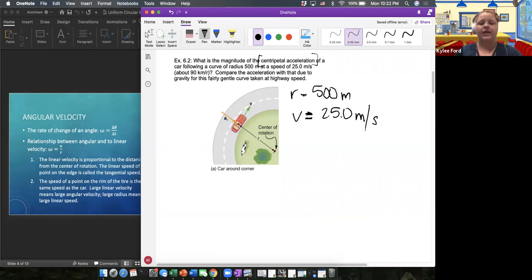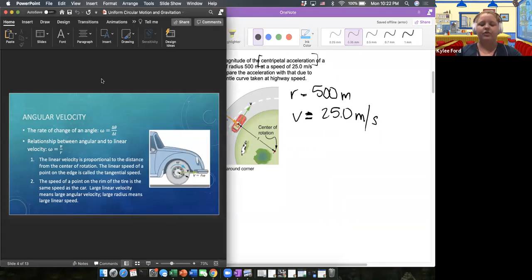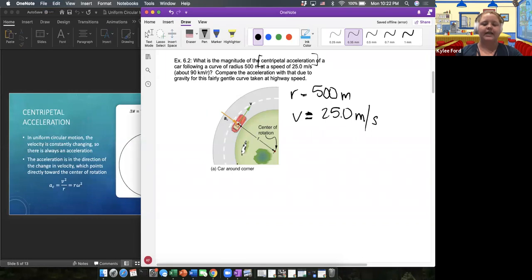And we are trying to calculate, again, the centripetal acceleration. So again, I'm going to go over here to my PowerPoint and find that equation. So my centripetal acceleration, let's see which part we want to use. We know our linear velocity, not our angular velocity. So I'm going to use that first portion here where it says v squared divided by r.